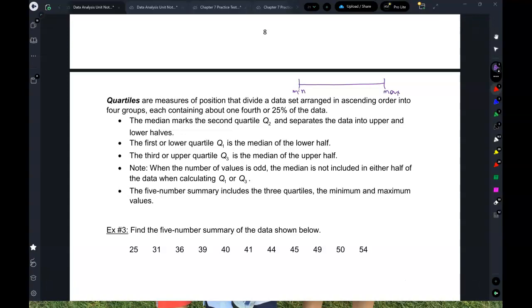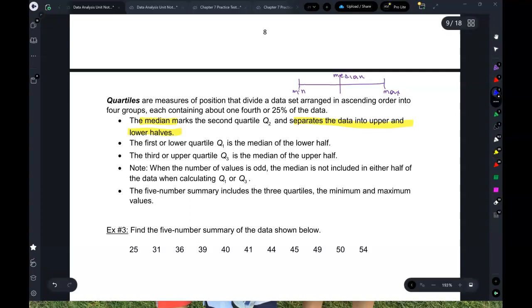Okay? You can split this down the middle. So now you have 50 on this side and 50 on that side. That is called the median, right? The median separates the data into the upper and the lower halves. So now, you have the upper half over to this side and the lower half over to that side.